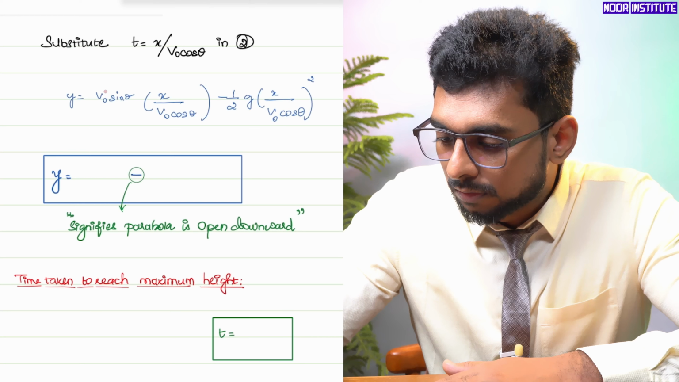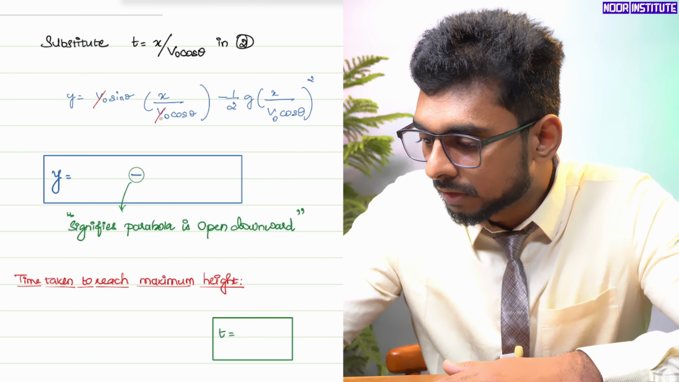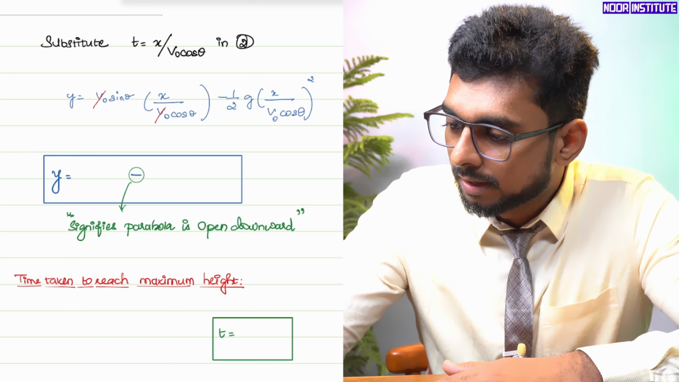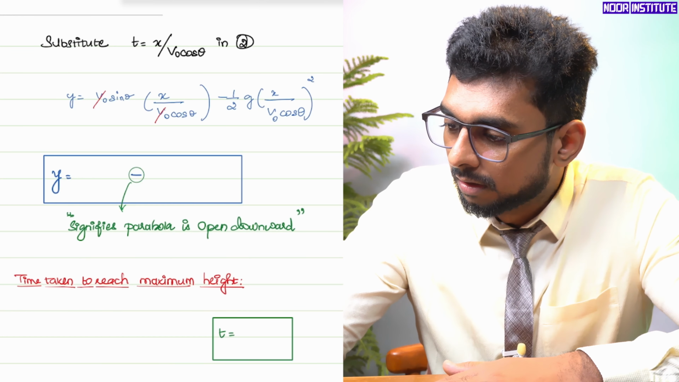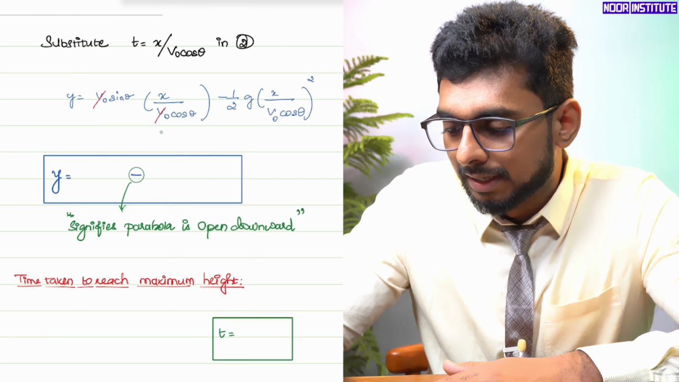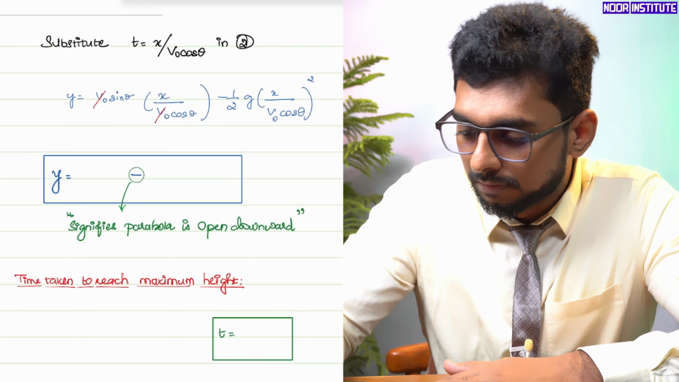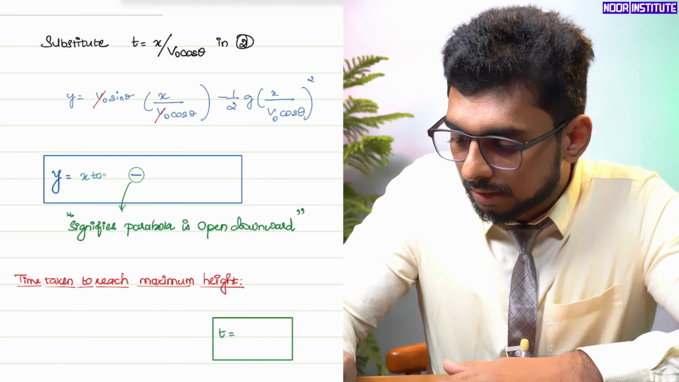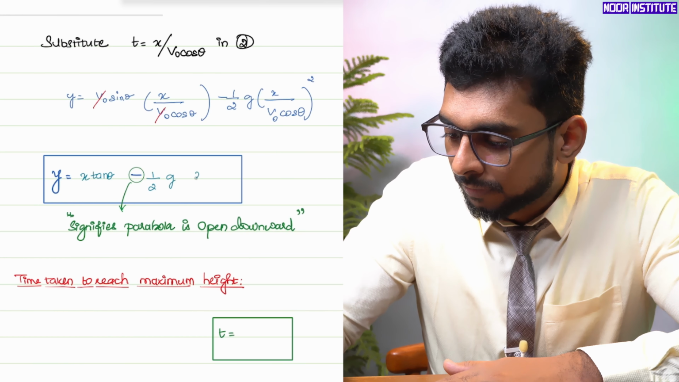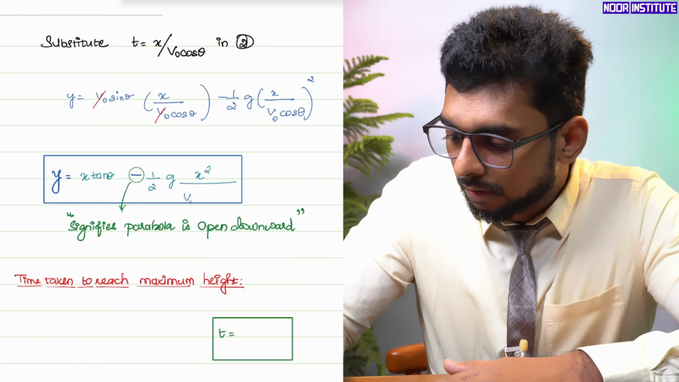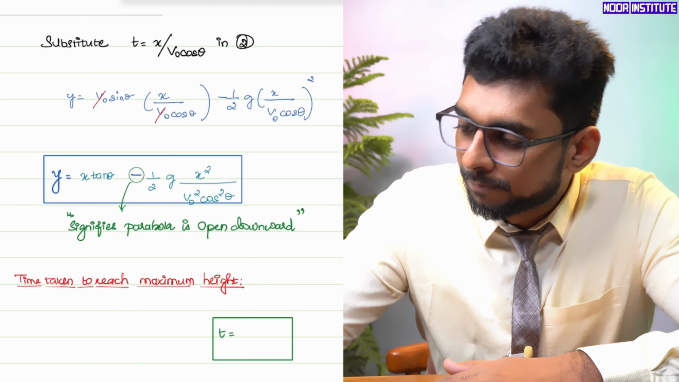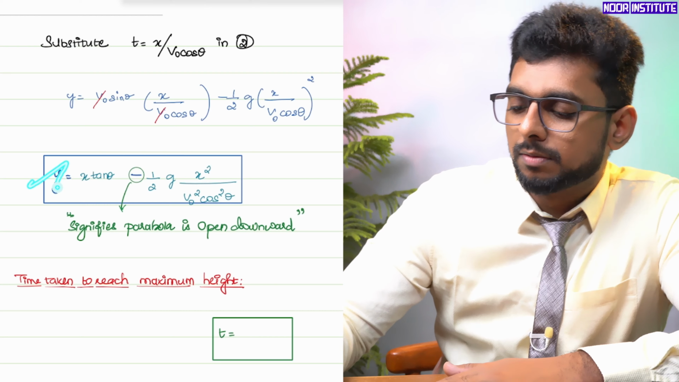I'll be able to cancel out v naught, v naught. The rest of the things will be there as such. So v naught will get cancelled out, therefore you'll have x tangent theta. So the first term will be x tangent theta minus half g, x square divided by v naught square cosine square theta. This is one of the equations that you need to remember.